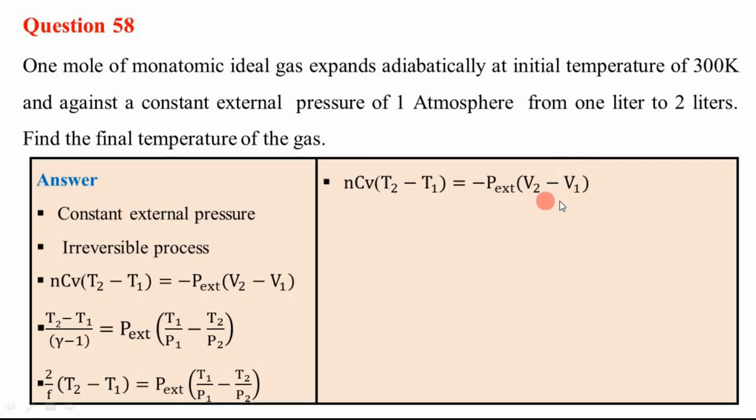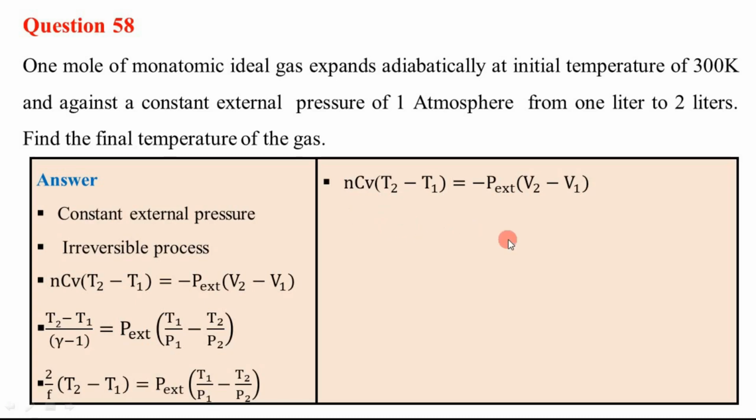Then what do we have? Do we have the initial temperature? Yes, we have it, 300 Kelvin initial temperature. We don't have the T2. Then the CV, because we know the monoatomic gas, we can calculate the CV. The number of mole, you have 1 mole. So we can again calculate the T2, find the final temperature.